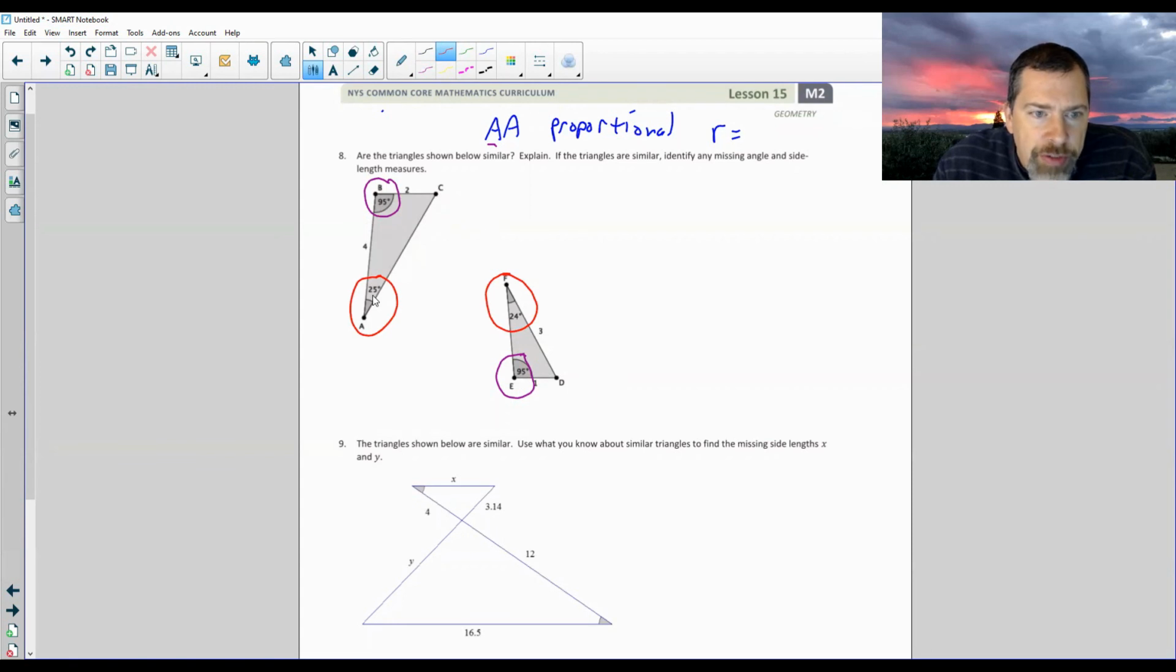So 95 plus 25 is 120 degrees. C is going to be 60 degrees because of the triangle sum theorem. D is going to be 61 degrees because of the triangle sum theorem. We do not have a second A. No, these triangles are not similar. We do not have angle-angle congruence.